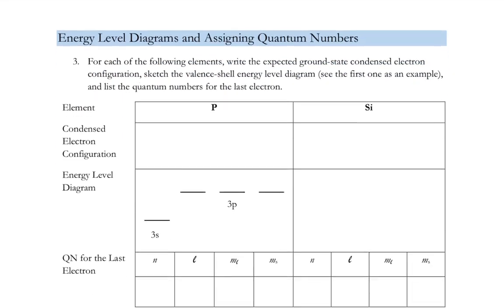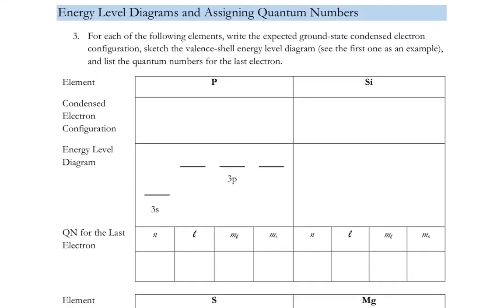And now we're then working with energy level diagrams. So what we're told to do is draw out the ground state condensed electron configuration. So that means using the noble gas notation. And then in the energy level diagram region, sketch the energy level diagram of just the valence electrons. So phosphorus, its valence electrons are going to be the 3s electrons and the 3p electrons. That's why we have just that partial energy level diagram shown.